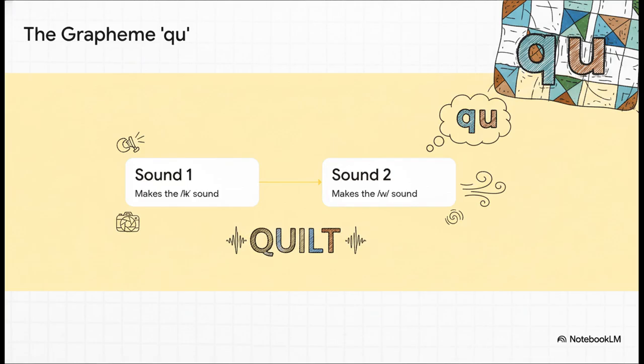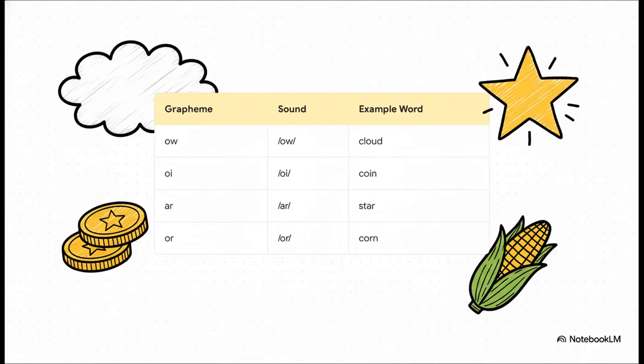And it's the same deal with Q. Ever wonder why you almost never see a Q without a U right next to it? This is why. That Q grapheme is actually making two sounds, K and W. Say quilt slowly. K, W, ilt. There it is. That's why they're always together. And there are tons of these other little teams, of course.